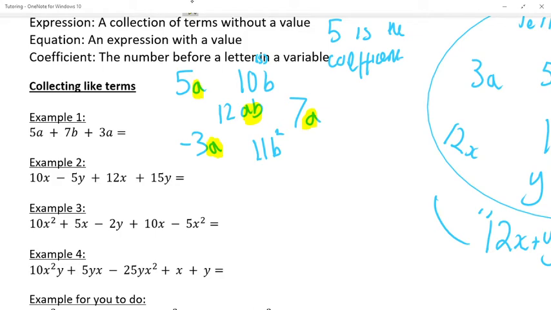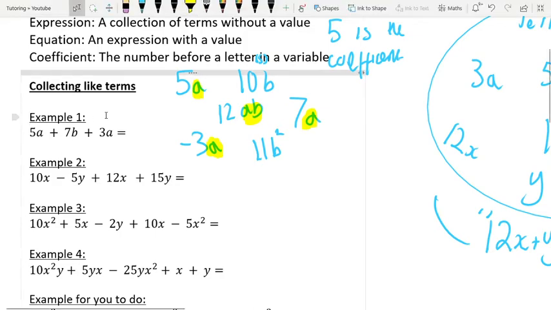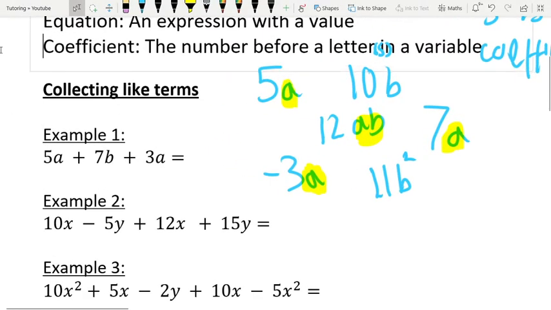So I'm just going to go through this with some examples because I think that's the easiest way to learn it. Learning definitions usually doesn't help. They're useful, but to really understand something you need to do lots of practice and to see lots of examples. So 5a plus 7b plus 3a. We know the like terms are the coefficients with the same letters.